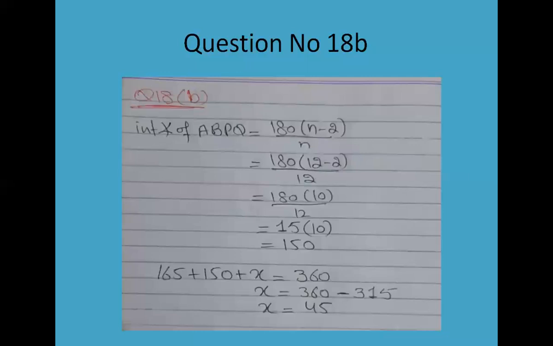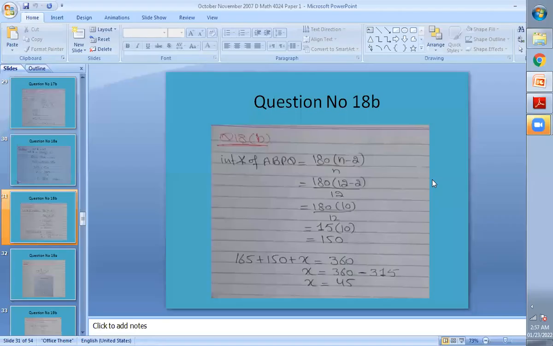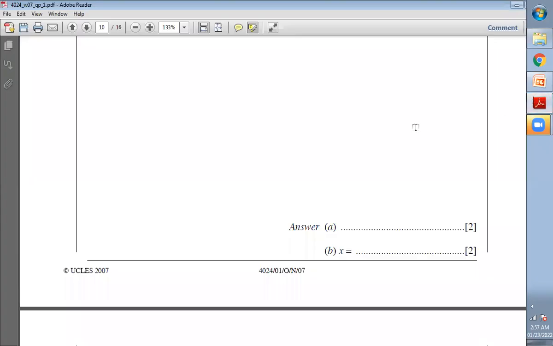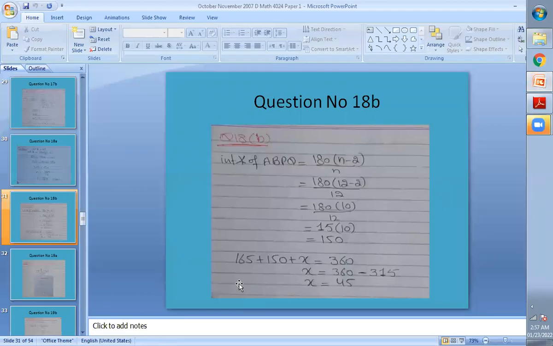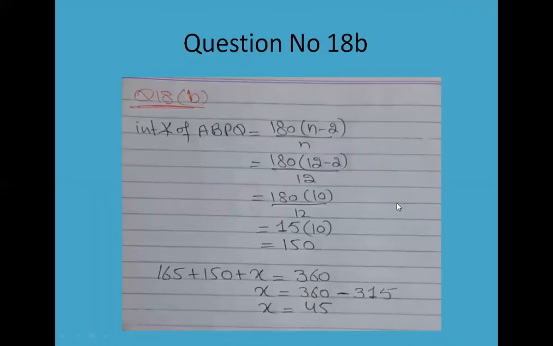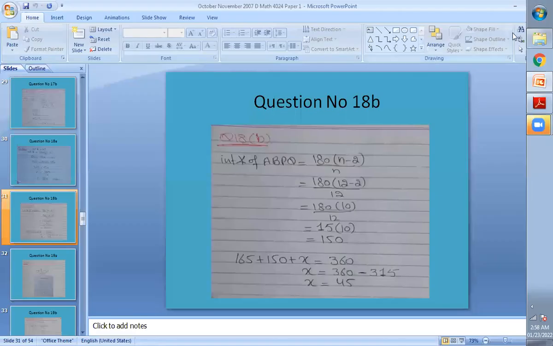Then, let me show you the diagram so you can understand. You can see that once I know this 165, I know the value of ABP, and then I can very easily find x, because the sum of these three will be 360. So 165 plus 150 plus x equals 360. So x will be equal to 360 minus 315, and the x value will be 45. So this is how you do question number 18, B part. Hopefully you understand.